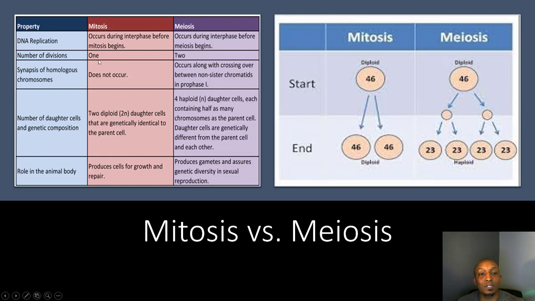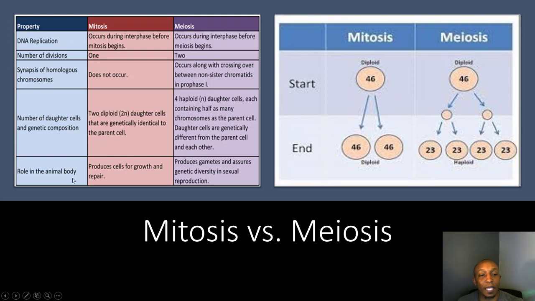And if you notice, it does not occur in mitosis, but in meiosis, it occurs along with crossing over between non-sister chromatids in prophase 1. And then the number of daughter cells and genetic composition. In mitosis, there are 2 diploid daughter cells that are genetically identical to the parent cell. But in meiosis, there are 4 haploid daughter cells, each containing half as many chromosomes as the parent cell, so they're not genetically identical. And the daughter cells are genetically different from the parent cell and each other.